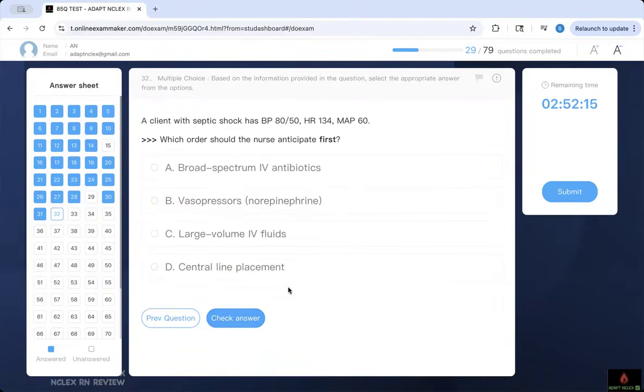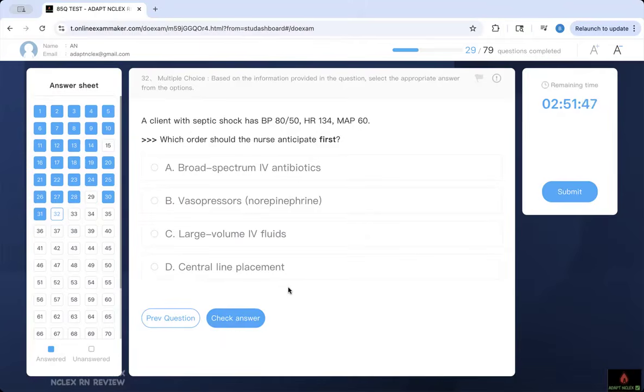A client with septic shock, blood pressure low, tachycardia, MAP is low, is in shock. Which order should the nurse prioritize? You give them broad spectrum antibiotic, vasopressin, large volume IV, central line. What do you think? Which one will you give to the patient? Physiological adaptation.